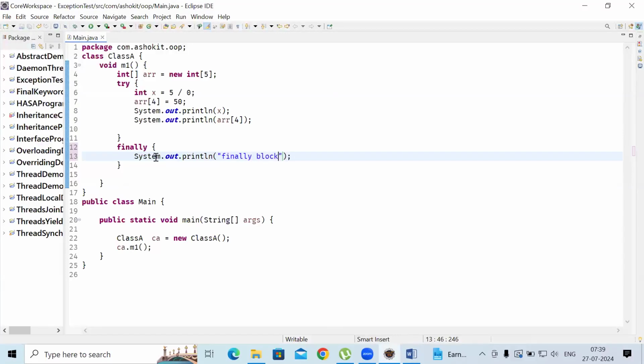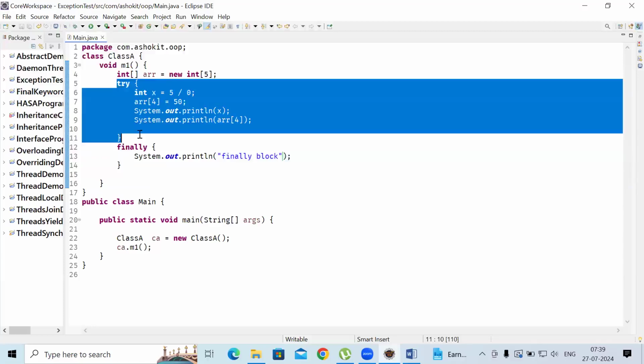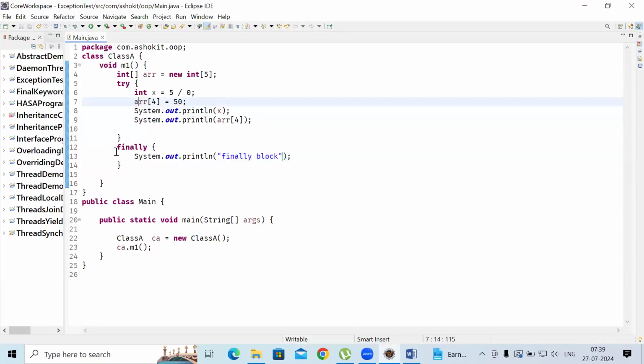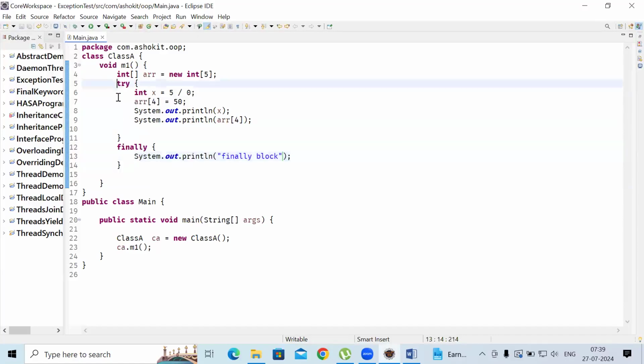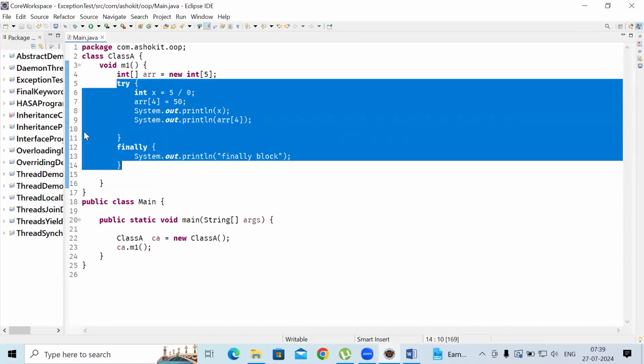If you look at this now, the try block is there, but for the try block there is no catch block. Instead of a catch block, the next block I'm writing is finally. But in this case also, I'm not getting an error. You can see this code doesn't have an error.